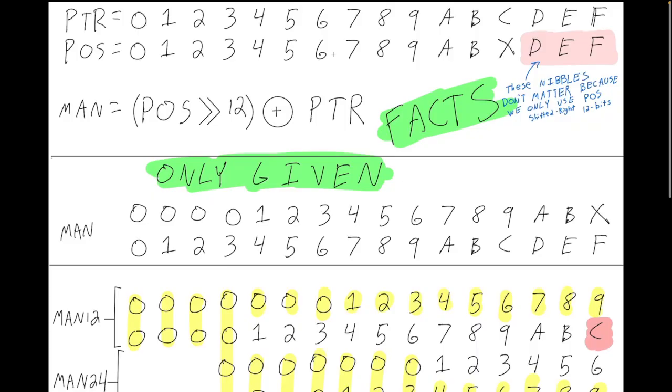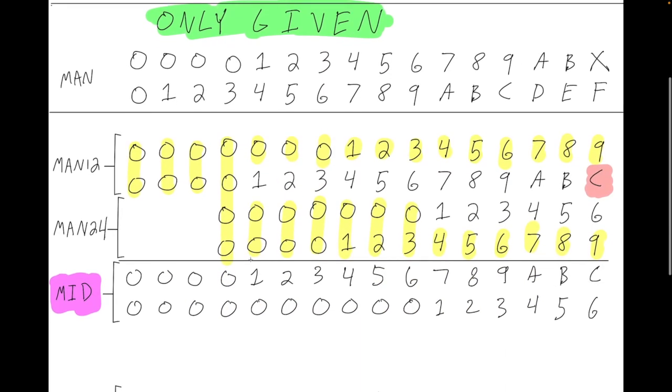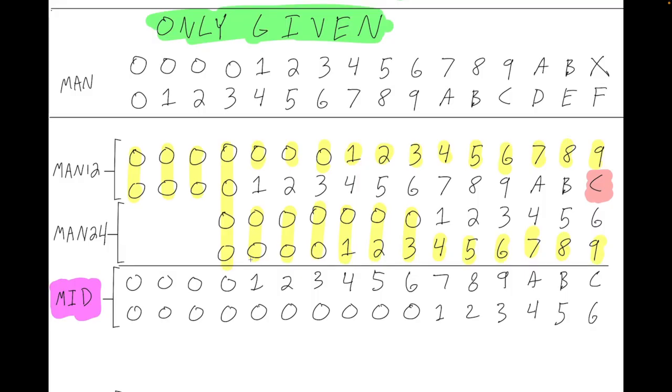All right. Pointer in position. The least significant nibbles of the position don't matter. DEF, right? The mangled pointer is the position, bit shifted by 12 bits, XORed with the pointer. So if we are only given the mangled pointer, which is this thing right here, then we can come up with this mangled 12 and mangled 24 value by bit shifting the mangled value and XORing with itself.